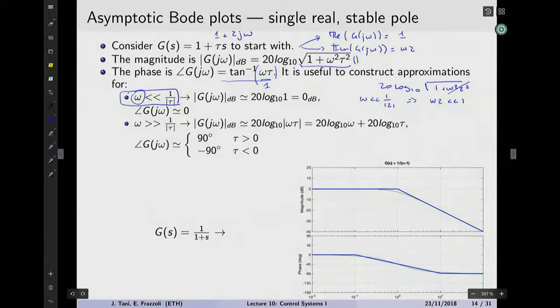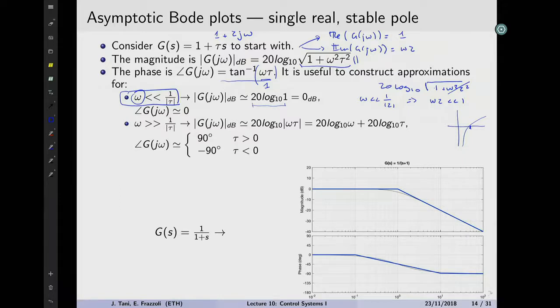In this approximation, the magnitude in decibels of the frequency response is 20 logarithm of the root of 1, which is 0 dBs. Don't forget that the logarithm of 1 is 0, right?